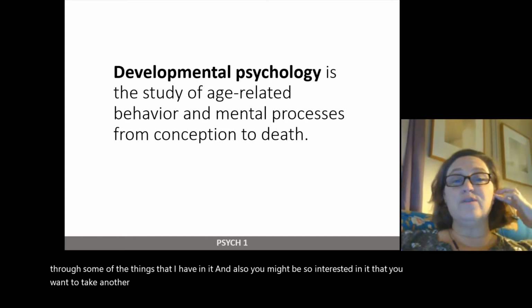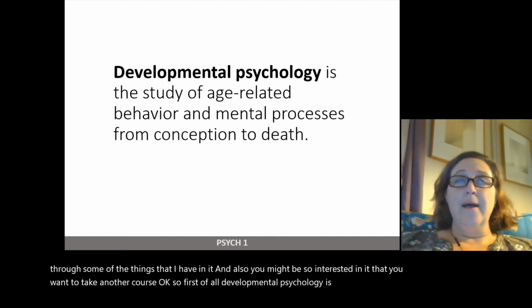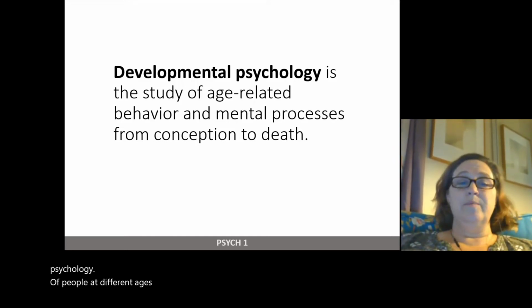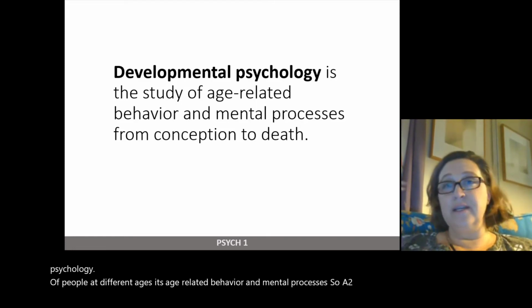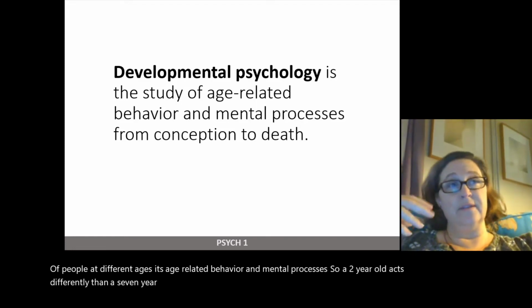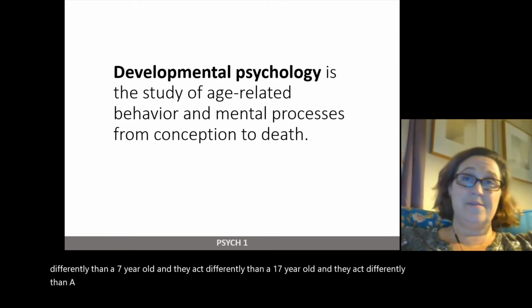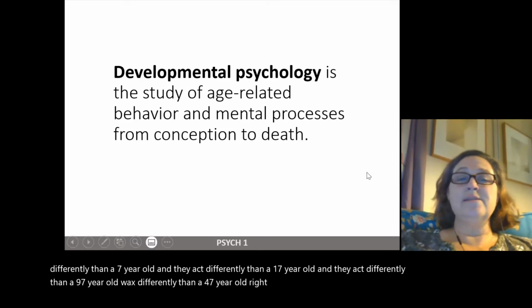Okay? So first of all, developmental psychology is really about the psychology of people at different ages. It's age-related behavior and mental processes. So a 2-year-old acts differently than a 7-year-old, and they act differently than a 17-year-old, and they act differently than a 97-year-old, who acts differently than a 47-year-old, right? So developmental psychology is looking at all of these things.